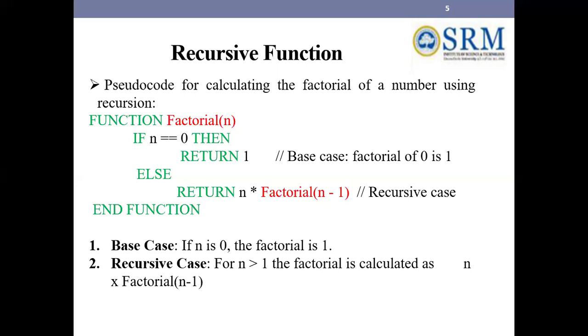So factorial again is a recursive call. It calls the function itself, factorial of n minus 1. So this function call is repeated till the n value becomes 0. And base case, if n is 0, the factorial is 1. Recursive case, for n greater than 1, the factorial is calculated as n into factorial of n minus 1.